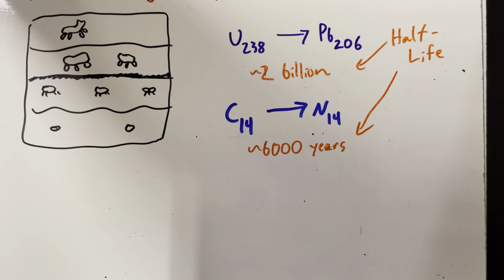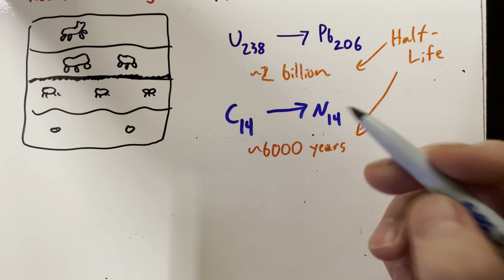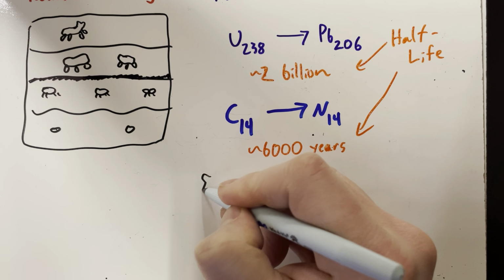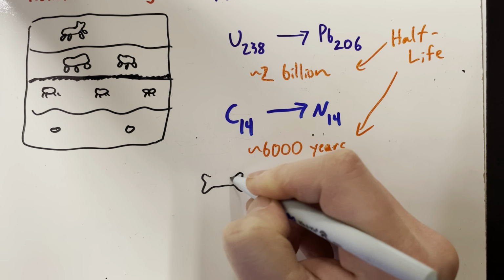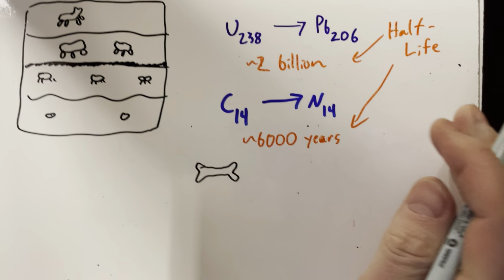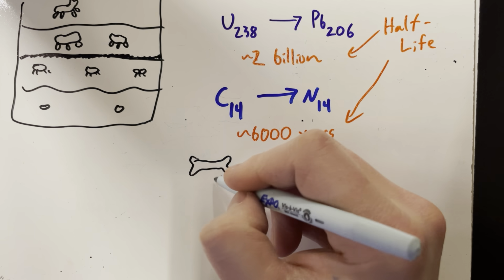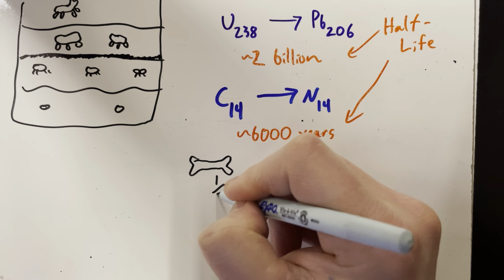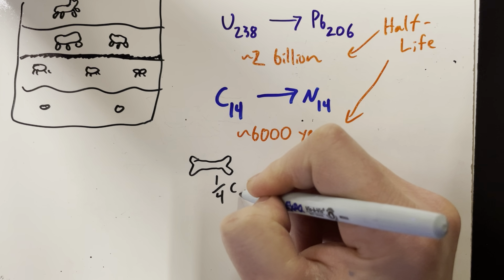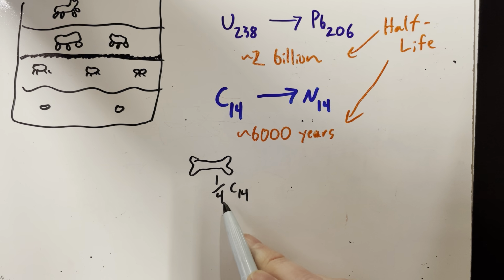So if anthropologists go out there and find a human bone, or even animal bones, something like that, and it still has carbon in it, it hasn't been totally fossilized, and they say, oh, look at this, it has a quarter of the carbon-14, 25% of the carbon-14 is remaining in it, how old is it?